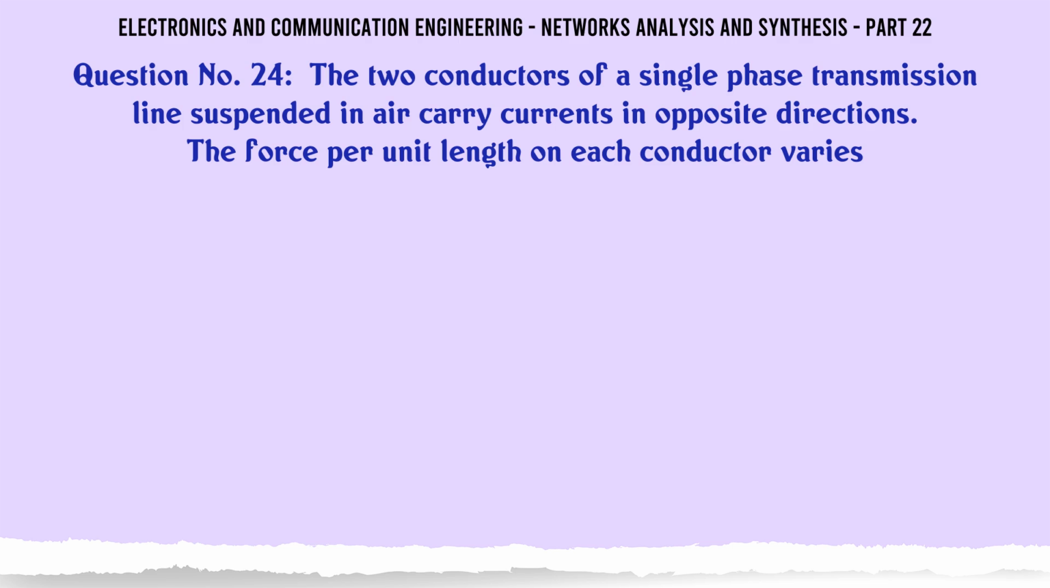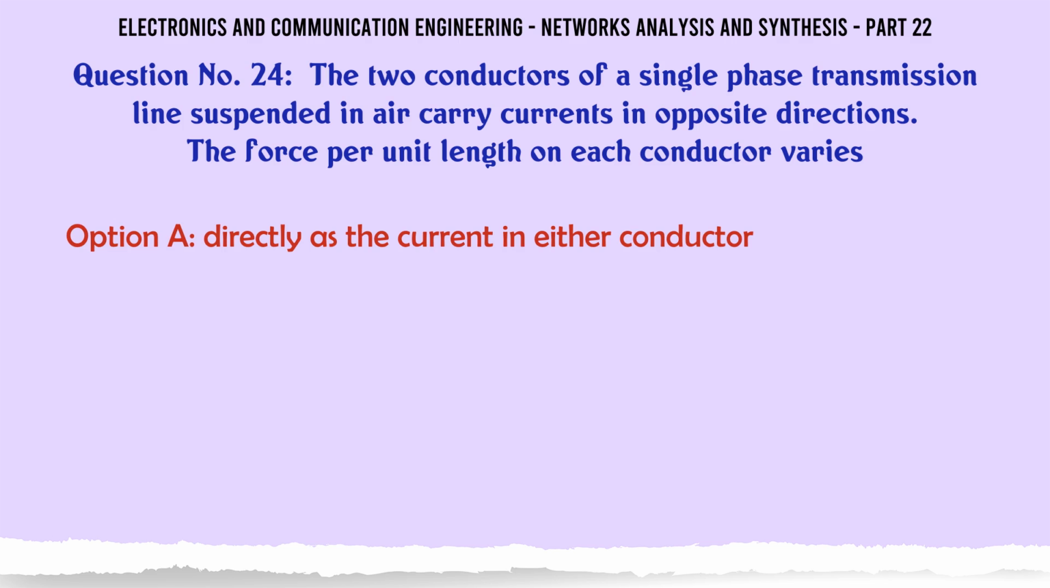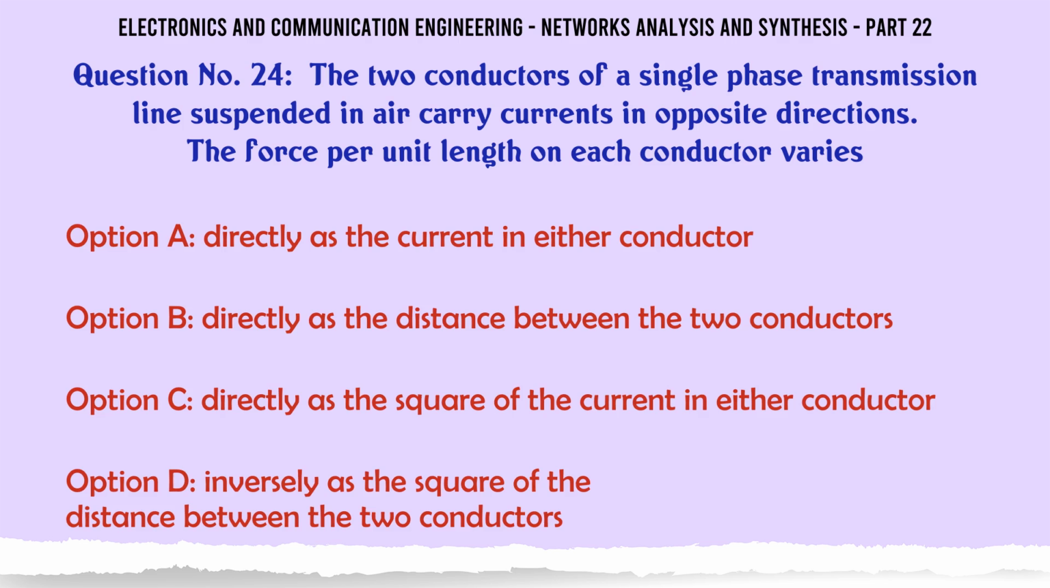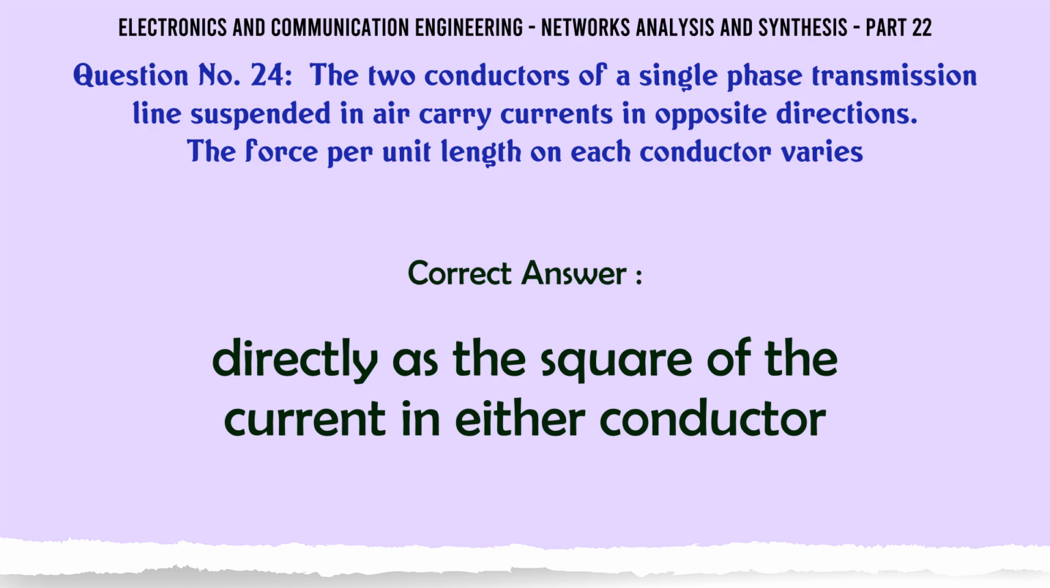The two conductors of a single-phase transmission line suspended in air carry currents in opposite directions. The force per unit length on each conductor varies: A. directly as the current in either conductor. B. directly as the distance between the two conductors. C. directly as the square of the current in either conductor. D. inversely as the square of the distance between the two conductors. The correct answer is directly as the square of the current in either conductor.